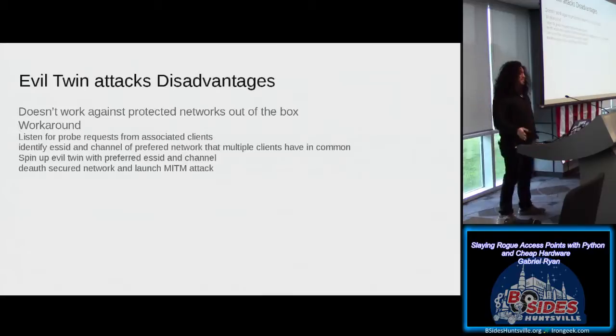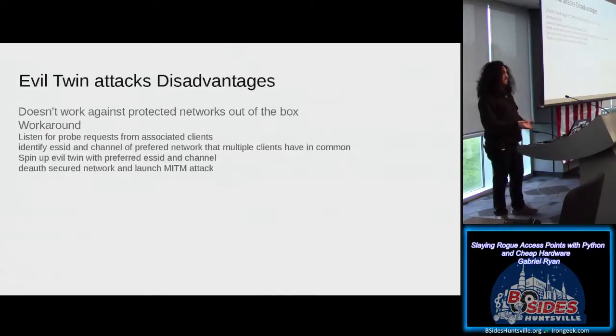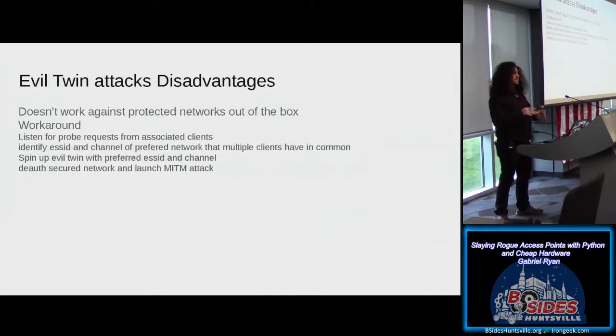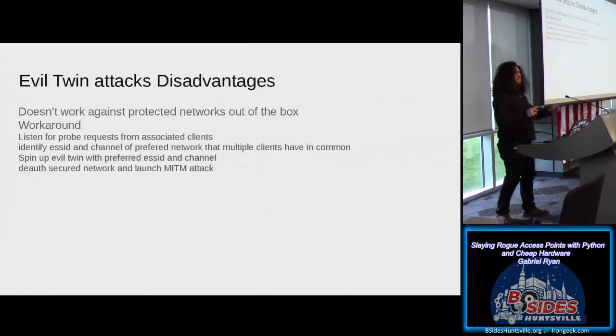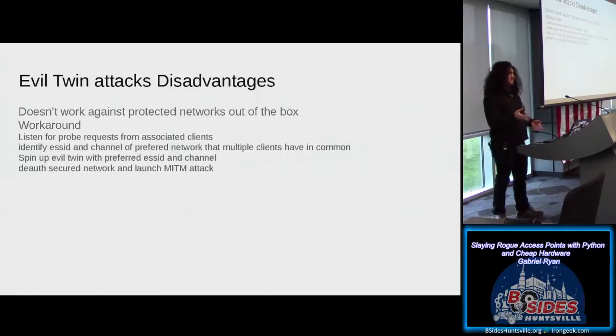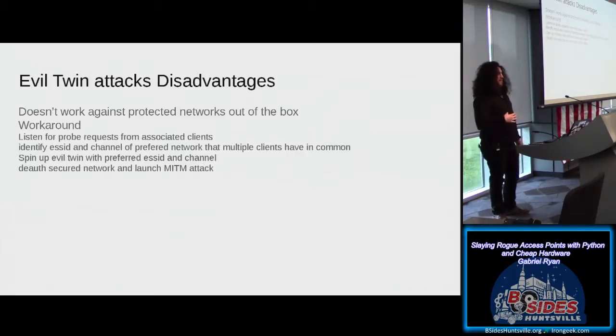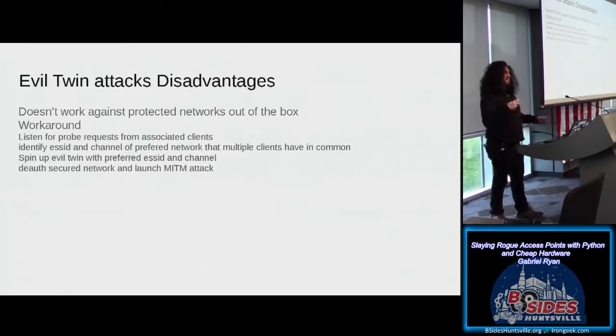You can listen for probe requests from associated clients. Every wireless device that you have, like your cell phone or your laptop, once it connects to a network, that information, the SSID and channel, is saved in your list of preferred networks. Your wireless device will constantly send out probe requests saying, hey, is this network nearby? And if it goes near one of the networks it was previously associated with, you'll get a probe response saying, yes, I'm located near there. That's how your device knows to connect to networks that it's previously connected to.